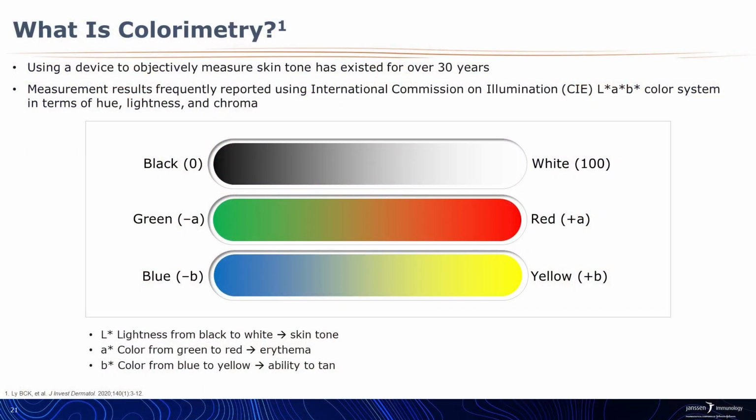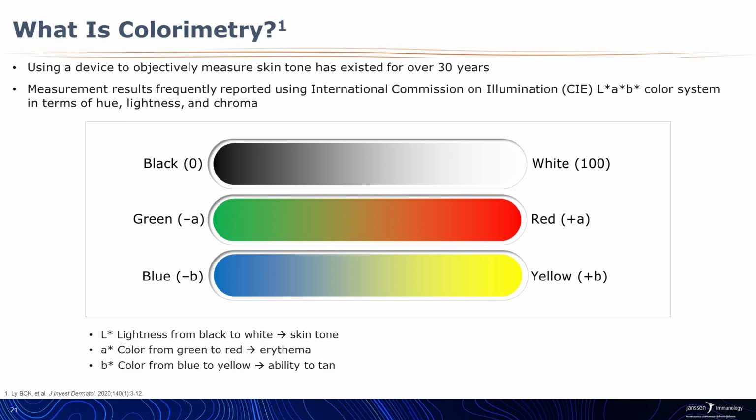Yes, I can. Since this is somewhat subjective, having an objective measure is very important for us, particularly as we move into clinical trials that want to incorporate more skin of color. So let's talk about colorimetry. Colorimetry is a device to objectively measure skin tone. Colorimetry has been around for 30 years. Measurement results are frequently reported using the International Commission on Illumination LAB color system, in terms of the hue, the lightness, and the chroma of the skin itself.